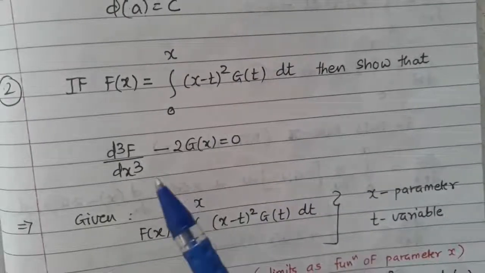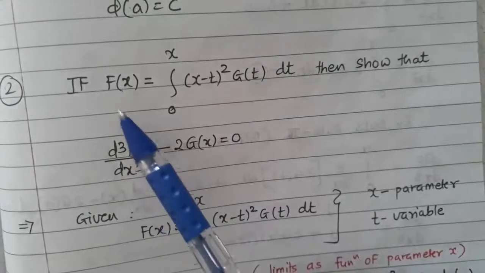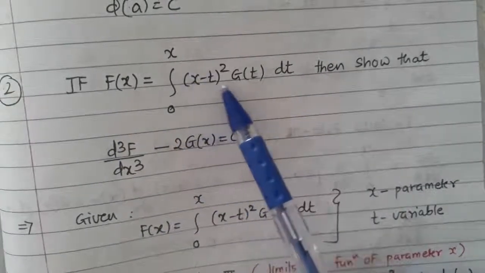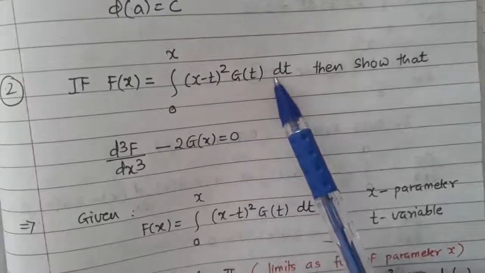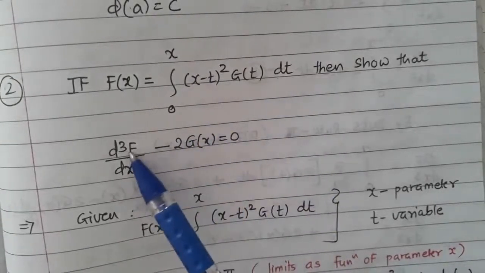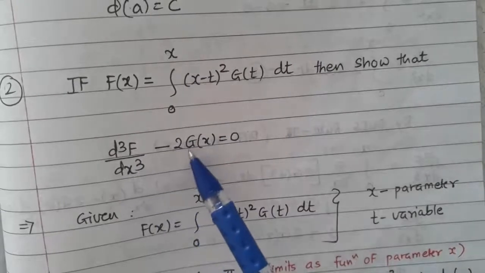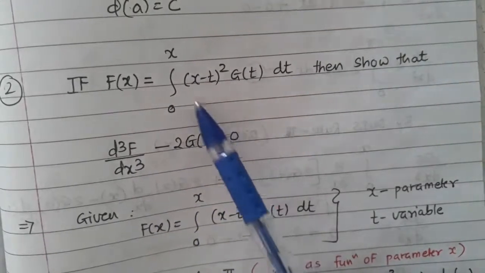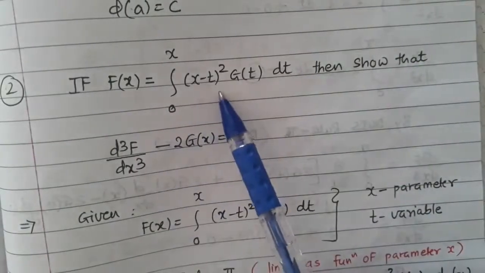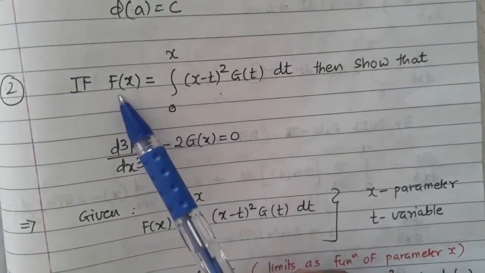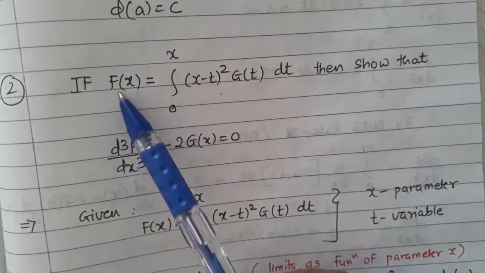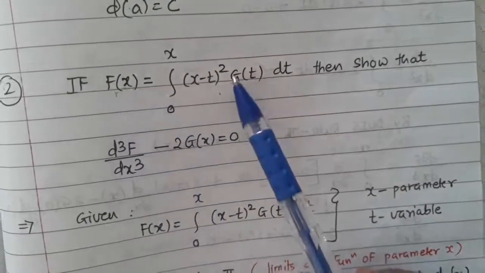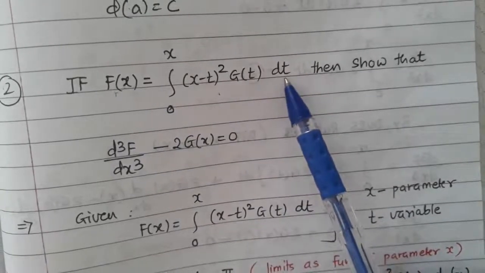Second question on DUIS rule 2. If f(x) is equal to the integral from 0 to x of (x − t)² g(t) dt, then show that d³f/dx³ − 2g(x) = 0. Here if you observe this integral, the notation is again different. Instead of I notation, f is used, so you can use the notation according to this integral. This function is to be integrated with respect to t.